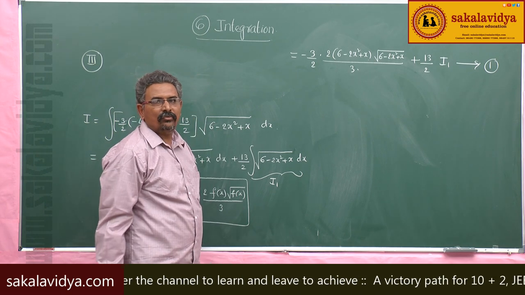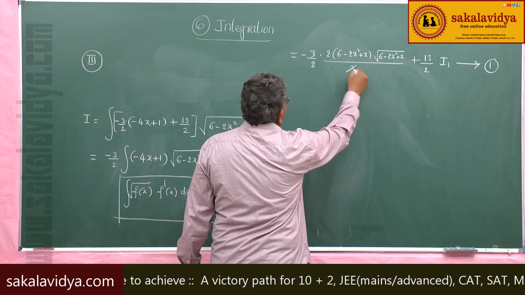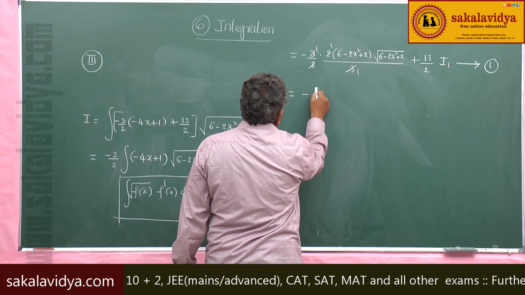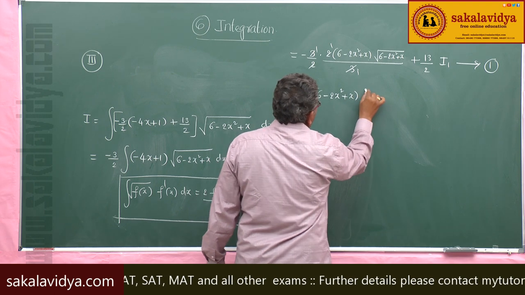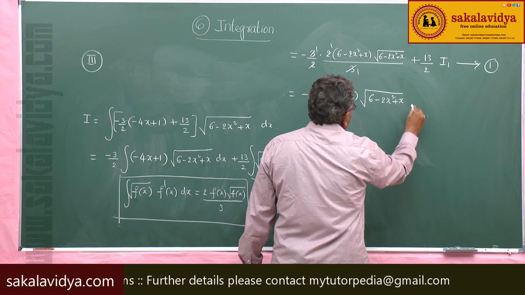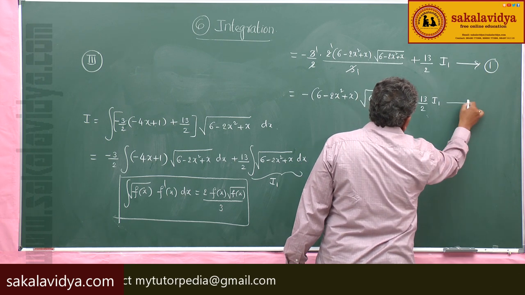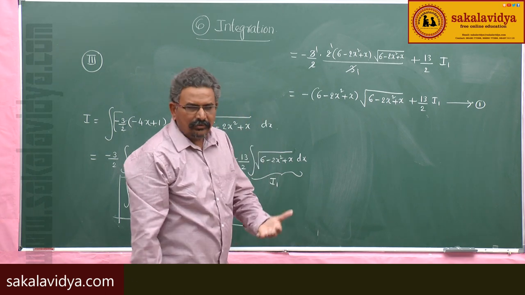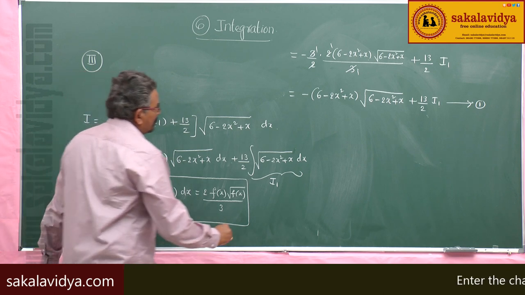Okay, now what does it become? Just observe here, 3 and 3 get cancelled, 2 and 2 get cancelled. We have minus of (6 minus 2x square plus x) root of (6 minus 2x square plus x) plus 13 by 2 I1. No problem, that is equation 1 only. Now I1 we have to find out separately. Let us find out I1.